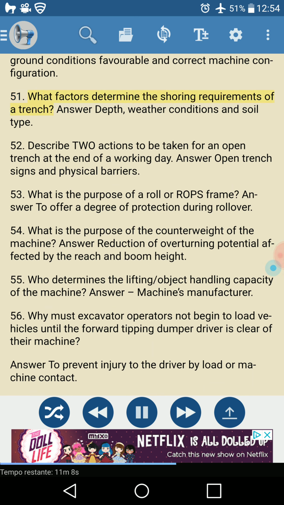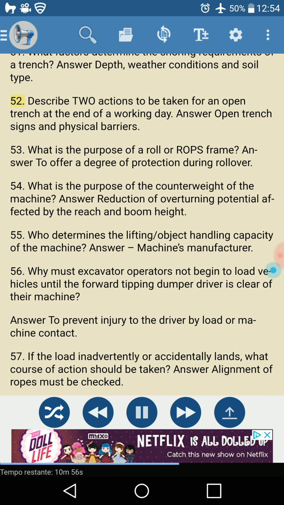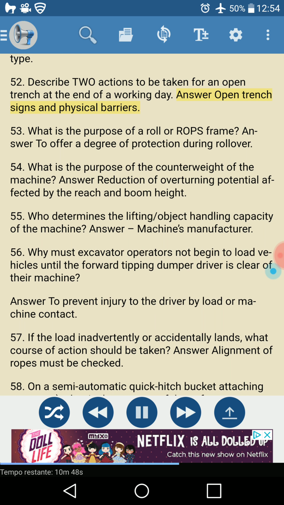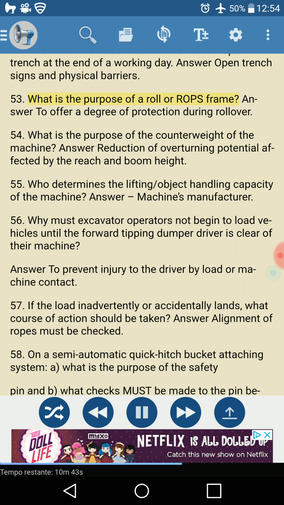51. What factors determine the shoring requirements of a trench? Answer: depth, weather conditions and soil type. 52. Describe 2 actions to be taken for an open trench at the end of a working day. Answer: open trench signs and physical barriers. 53. What is the purpose of a roll or ROPS frame? Answer: to offer a degree of protection during rollover.